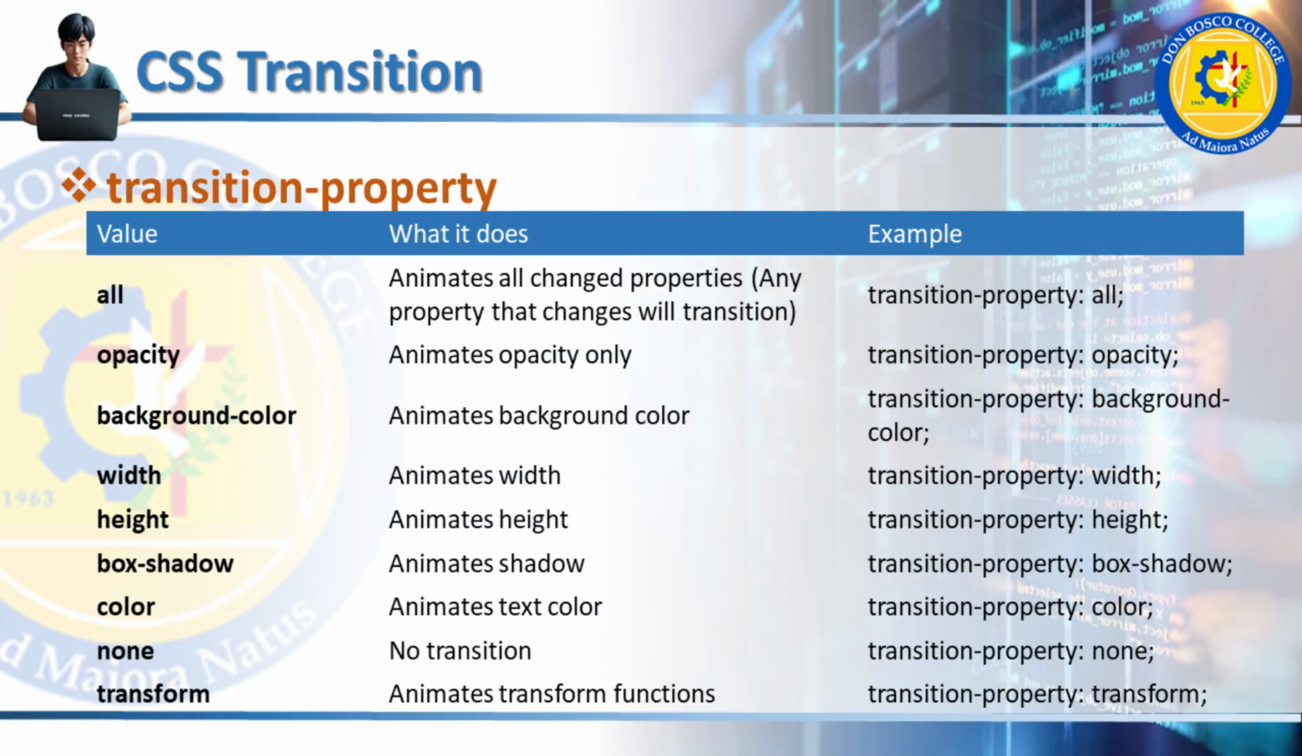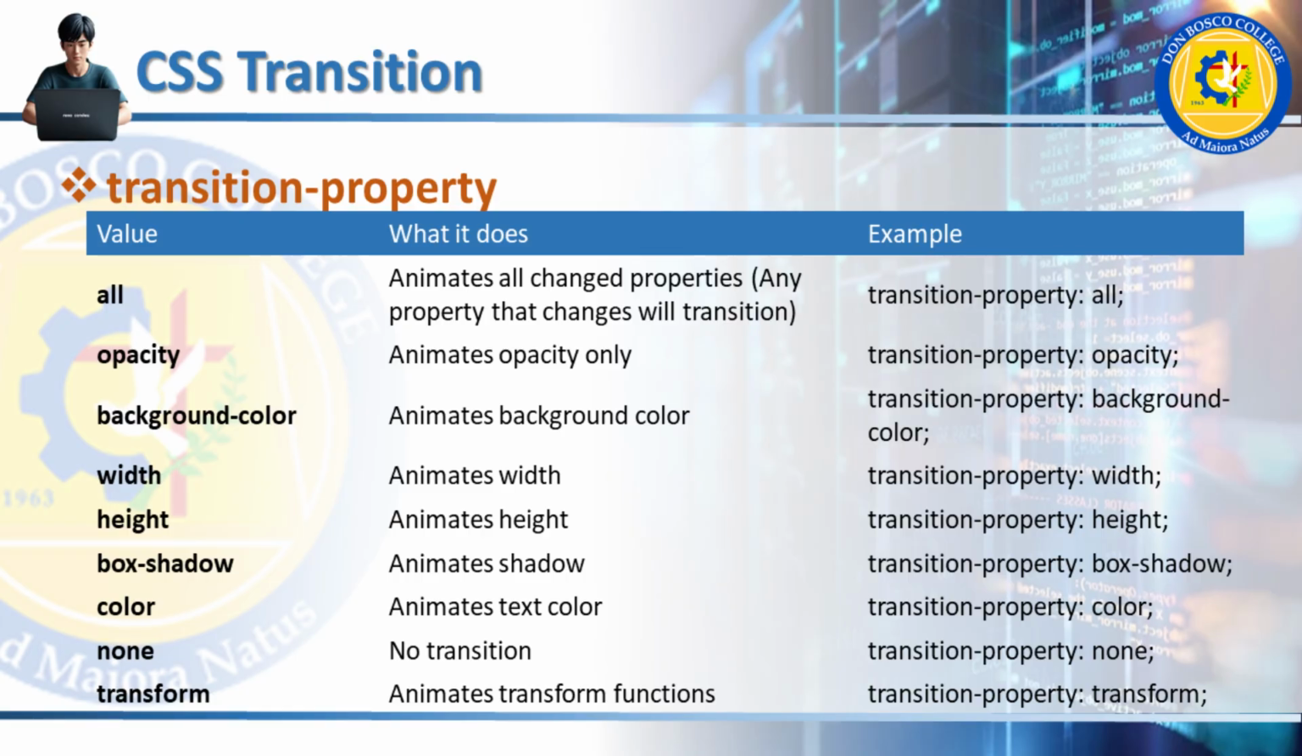When adding a transition, it is important to know which property you are going to change. If you plan to change multiple properties during the transition, it is better to use all, which animates any property that changes. However, if only specific properties need to be animated, you should clearly specify them in the transition.